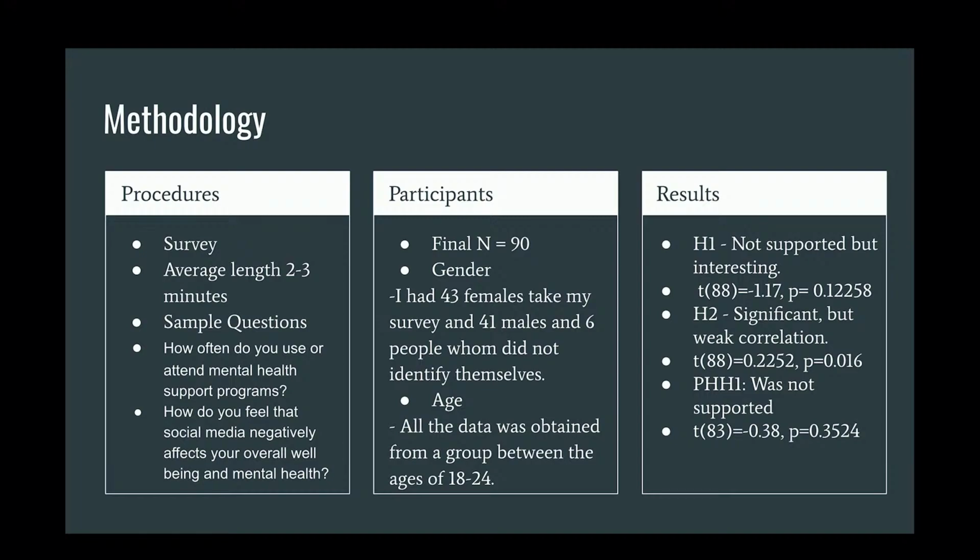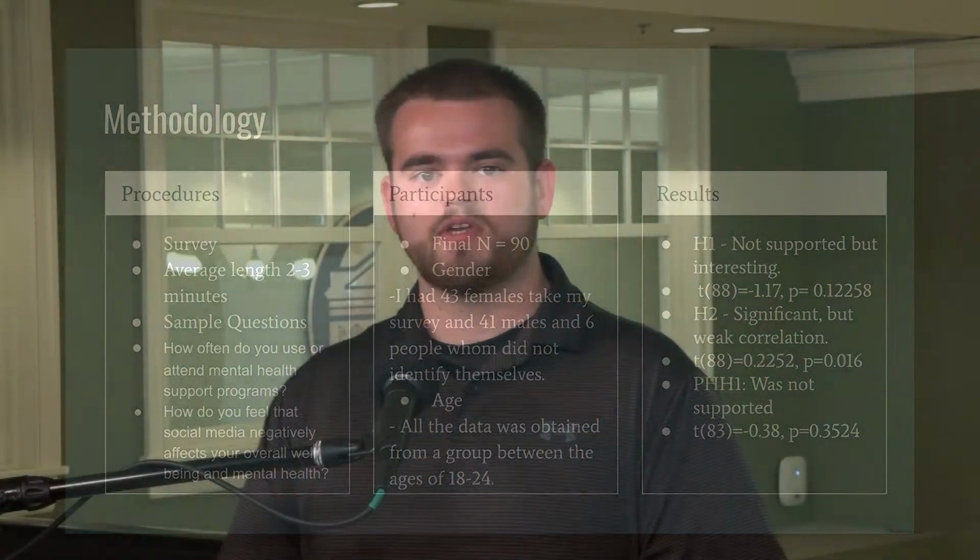All in all, I had a total of 90 students or participants take my survey, and I chose to use 2 demographics, gender and age, to measure in my survey as well. I had a total of 43 females and 41 males, as well as 6 students who preferred not to identify, take my survey, and everybody who participated was between the ages of 18 and 24.